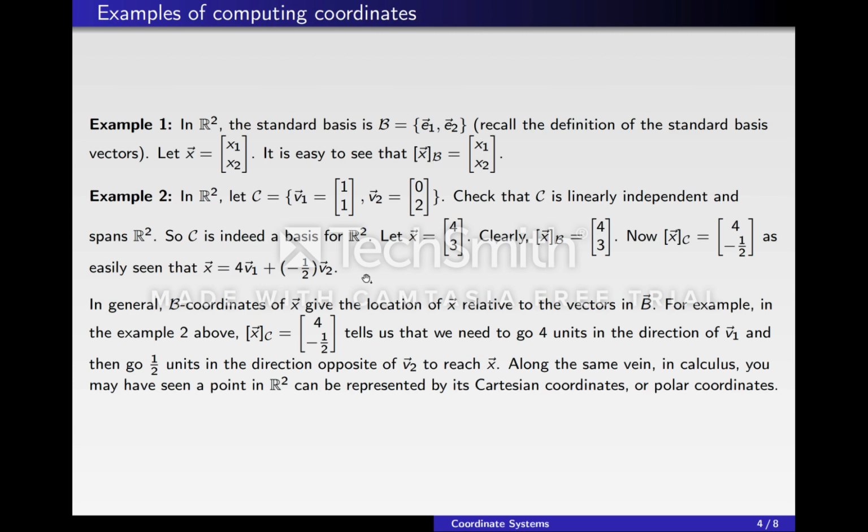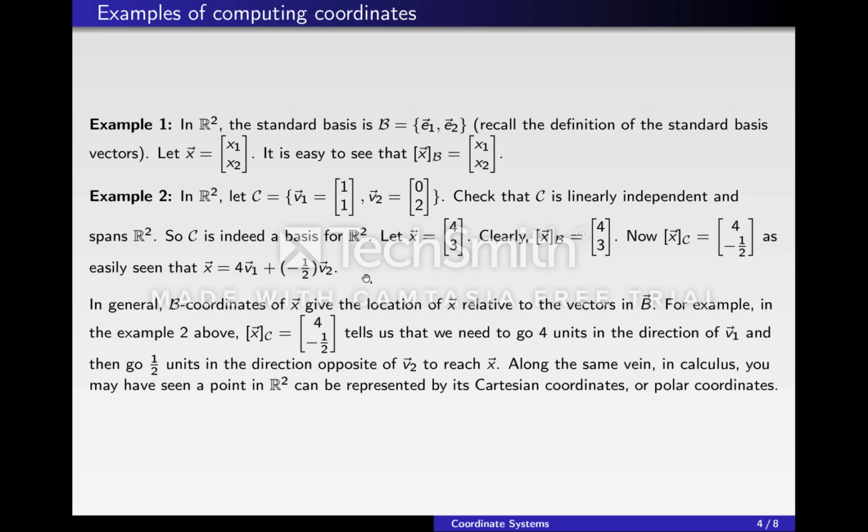Okay, so the coordinates of x relative to B is (4, 3), as in example 1. And if you compute the coordinates of x relative to C, you find that it's going to be (4, -1/2). So you can verify that 4 times the vector (1, 1) plus -1/2 times the vector (0, 2) equals the vector (4, 3). Okay? So we're getting two different representations of the same vector x relative to two different bases.